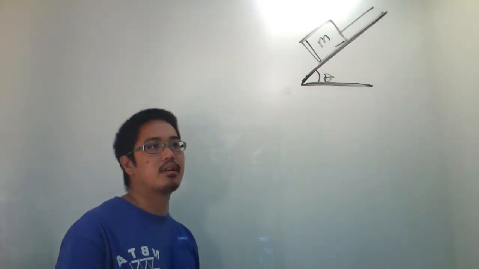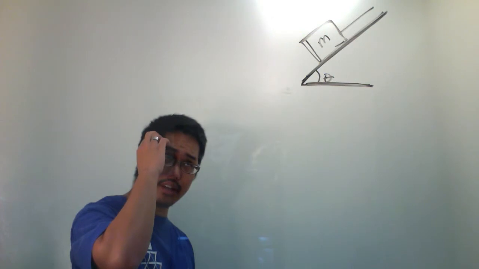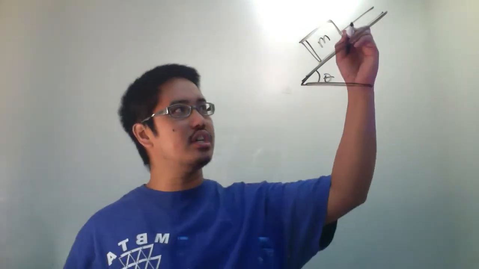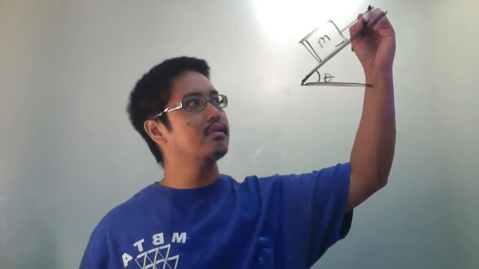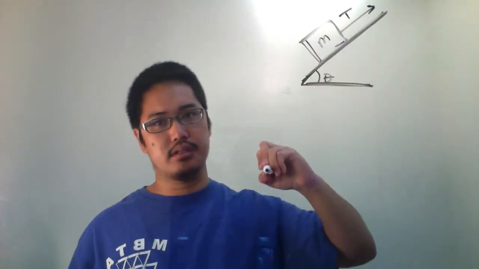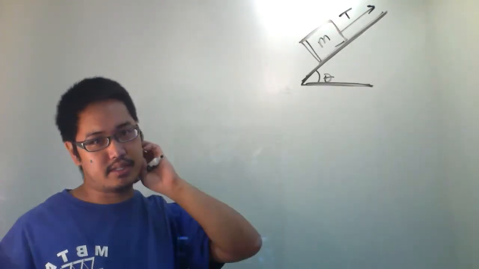Alright, so we got a mass m. The block is at an angle theta. Figure out the tension that is in the rope. T. Put a little arrow going up there. That's a T.